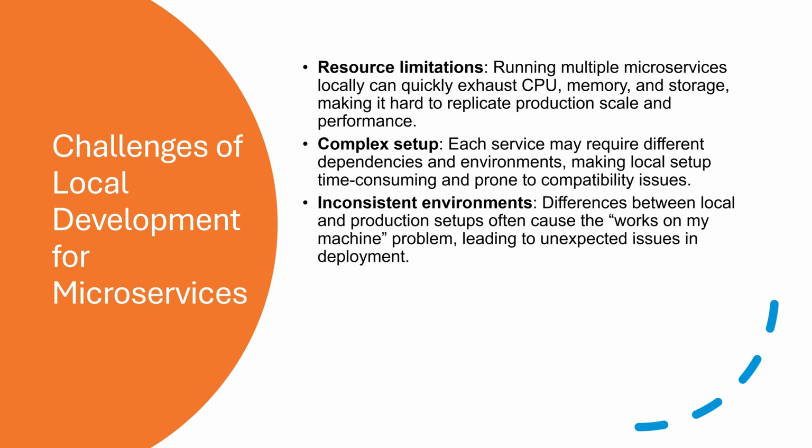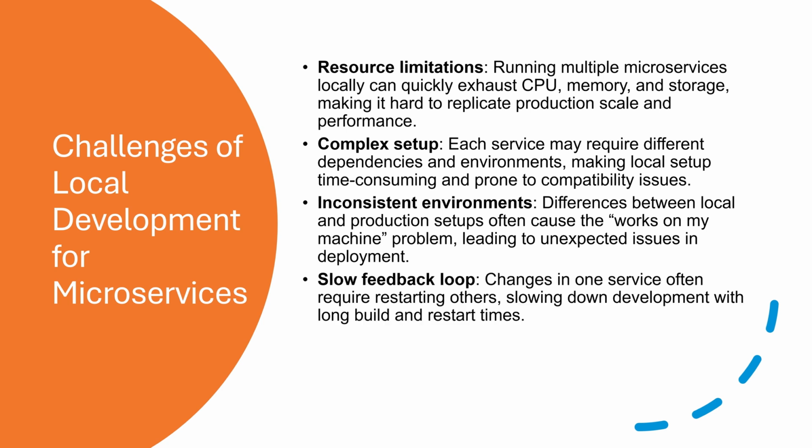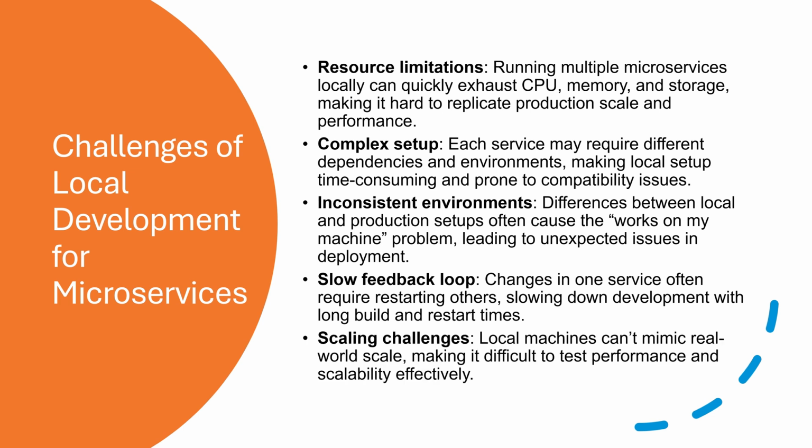There's also inconsistent environments. Differences between local and production setups often cause the works on my machine problem, leading to unexpected issues in deployment. And then slow feedback loop. Changes in one service often require restarting others, slowing down development with long build and restart times. Finally, scaling challenges. Your local machines can't mimic real-world scale, making it difficult to test performance and scalability effectively as you increase the number of microservices in your application.